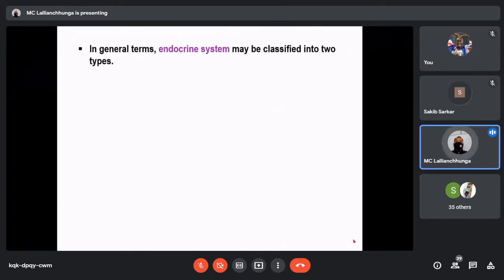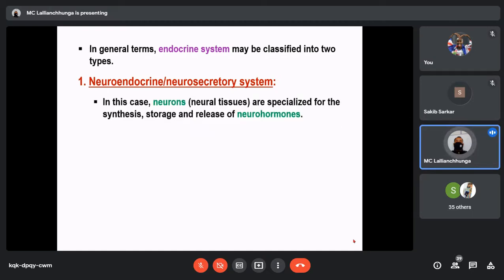So in the endocrine system, we can classify it into two types. The first one is not what we are going to discuss in detail; the second one is more important. The first one is the neuroendocrine or neurosecretory system. In this system, the neurons are synthesizing the hormones. In the previous class, I told you that hormones are synthesized by the endocrine glands, but here there are some exceptions. We have to remember that. But this is also linked with the endocrine system.